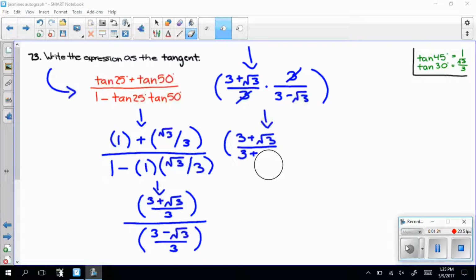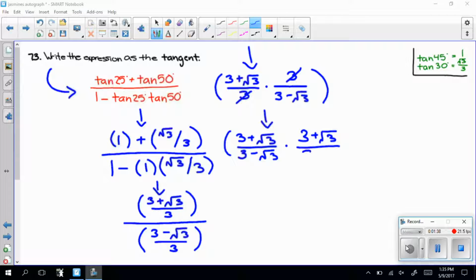With this being said, we then take the reciprocal, or the difference, and multiply that by the numerator and denominator to factor out the radical in the denominator. This will leave us with 3 plus the square root of 3 over 3 minus the square root of 3 multiplied by 3 plus the square root of 3 over 3 plus the square root of 3.